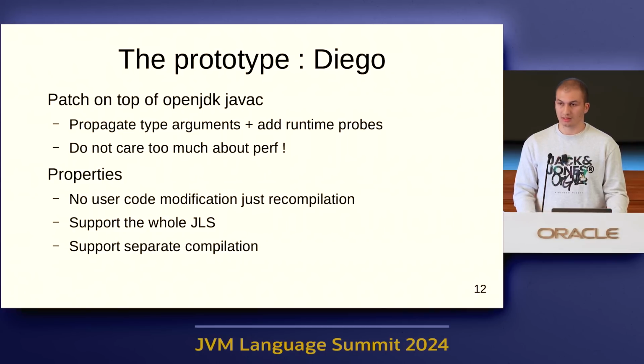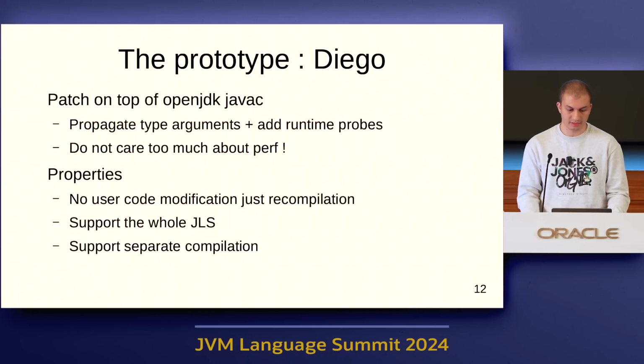Also, it has to work really simply, because we do not want a lot of steps to follow before being able to run the prototype on a code. So the idea is we just have to recompile an existing source code, and that's it. It will insert all the required checks in the produced class files.